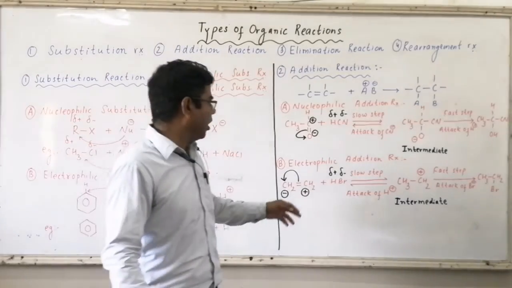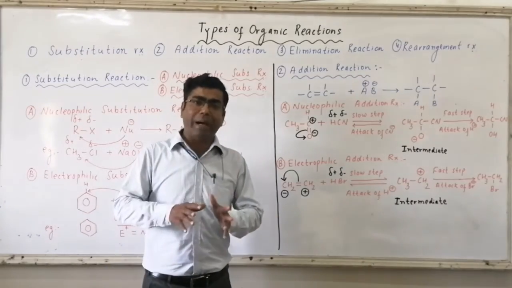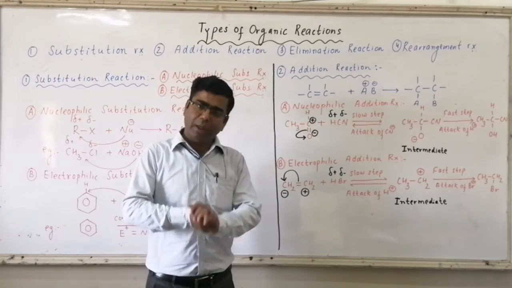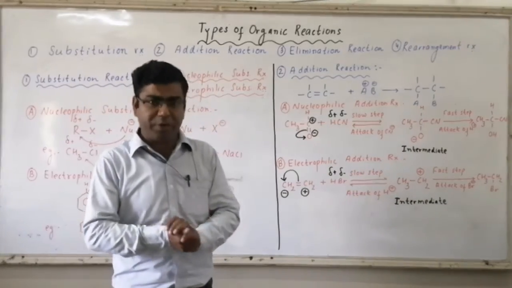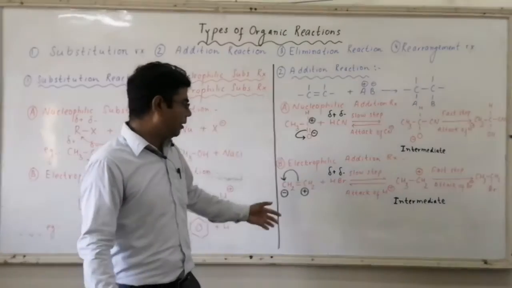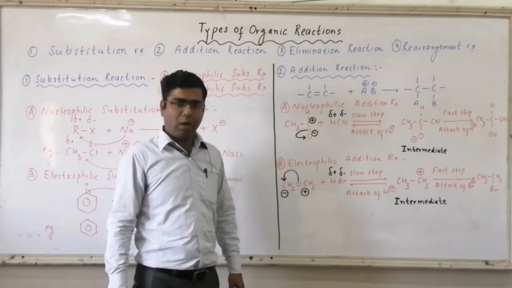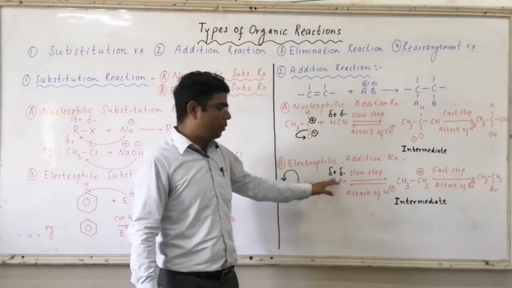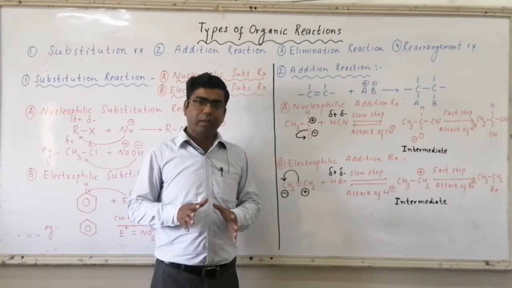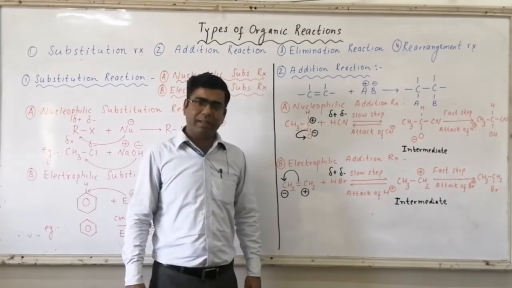Then comes your electrophilic addition reaction. Attack of electrophile will be followed by attack of nucleophile. Electrophilic addition reaction is the most important reaction of alkenes. So here I have taken the simplest alkene, that is ethene, CH2 double bond CH2, and it is made to react with HBr. So CH2 double bond CH2 is your reactant and HBr is your reagent.